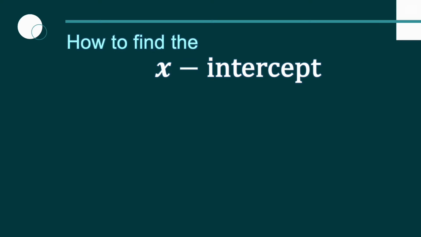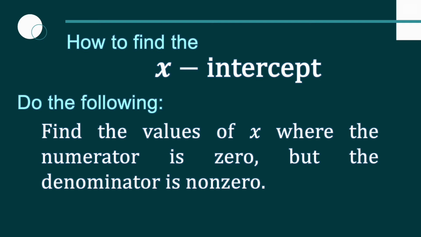Next, we have the x-intercept. In finding the x-intercept, we have to find the values of x where the numerator is 0 but the denominator is non-zero.